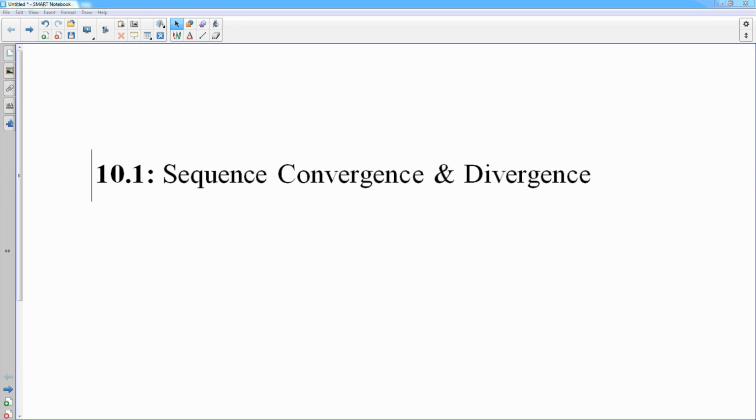Okay, the next part of sequences that we're going to look at is something called convergence and divergence. I mentioned this very briefly one day, but I'm going to go into it in more detail here. This actually goes back to the very first section of this chapter. I just kind of skipped this part of it.